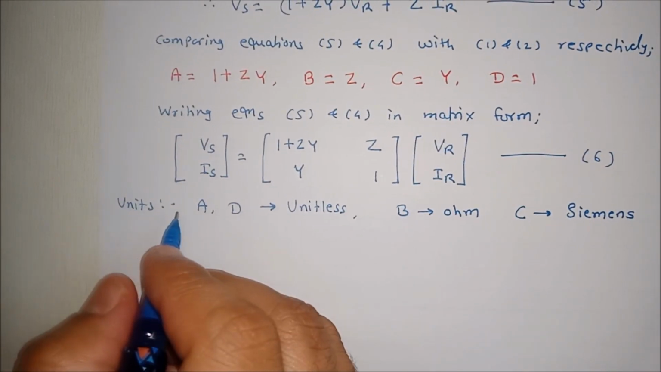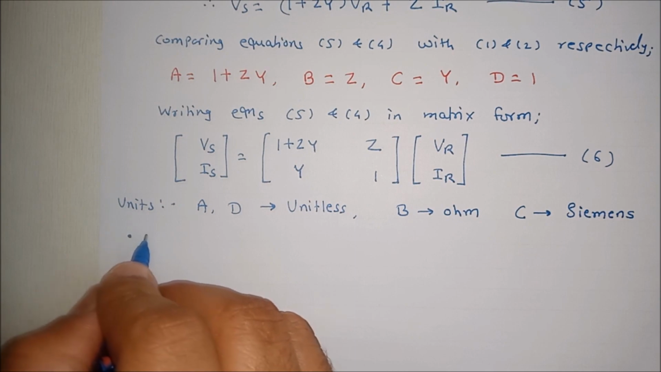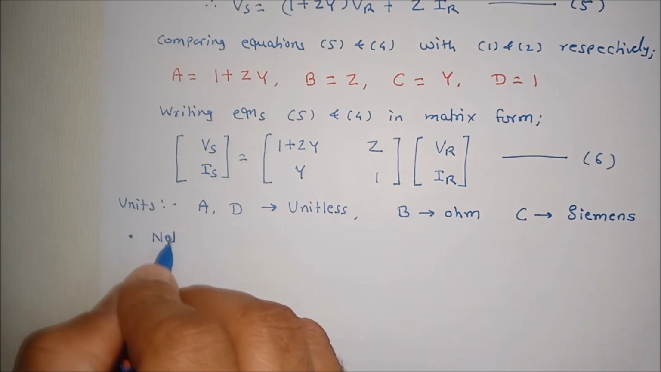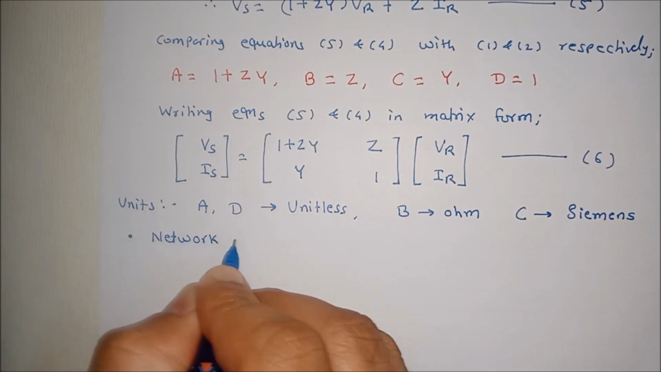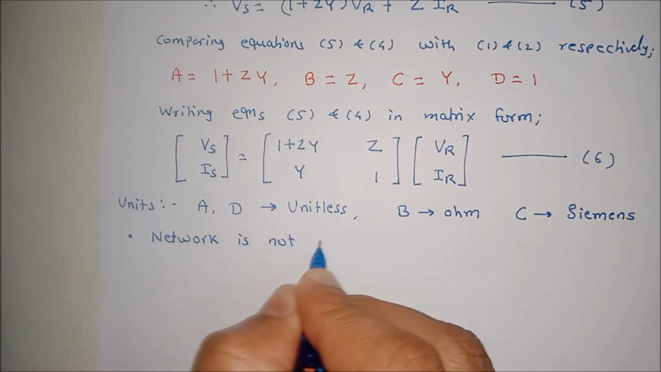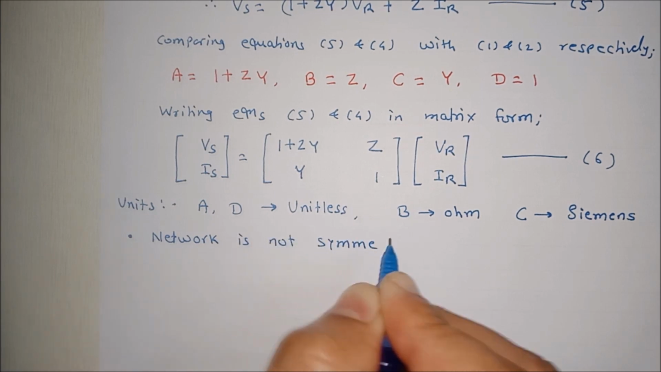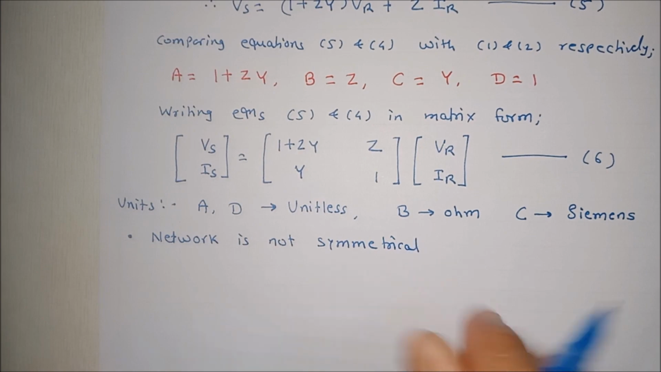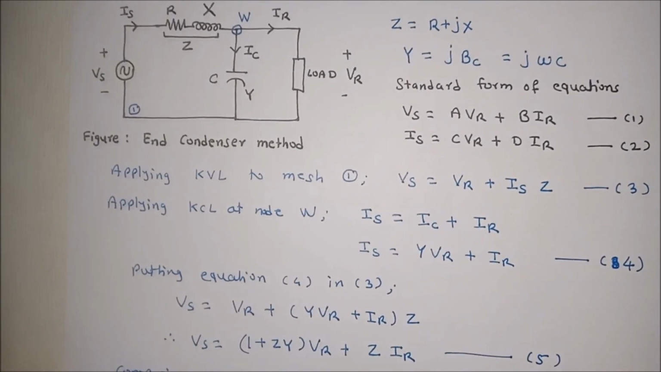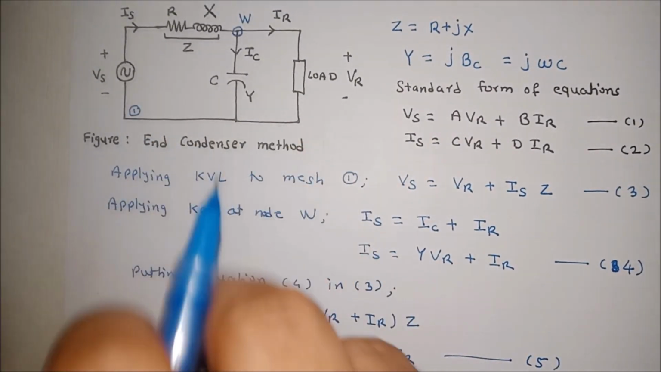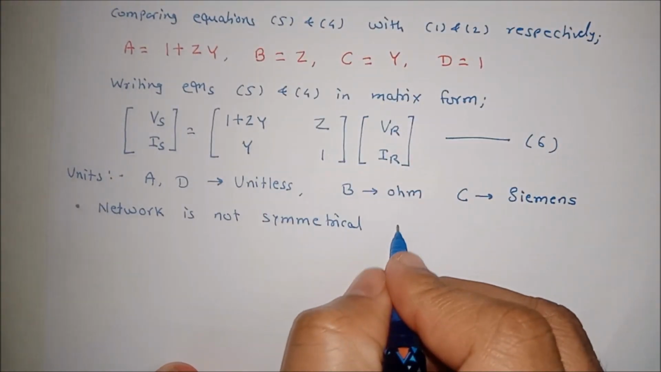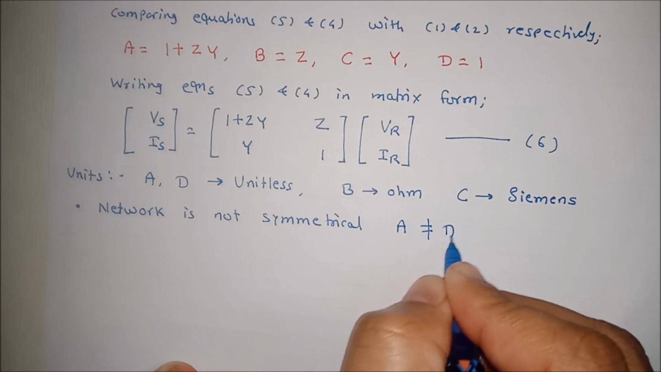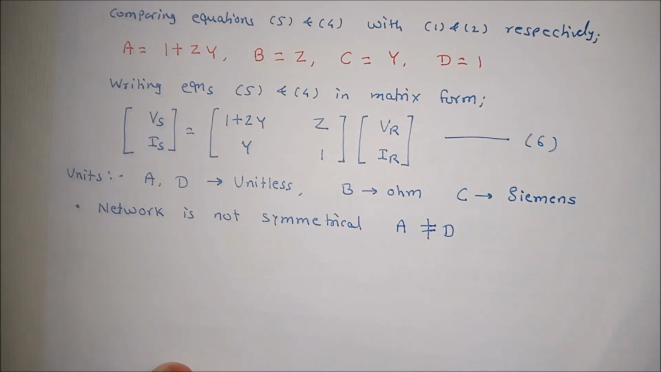We can also see here our network is not symmetrical. The end condenser method network is not symmetrical. Why is it not symmetrical? Because if you look at the network from the sending end and from the receiving end, it is not identical. So A will not be equal to D, as the network is not symmetrical.